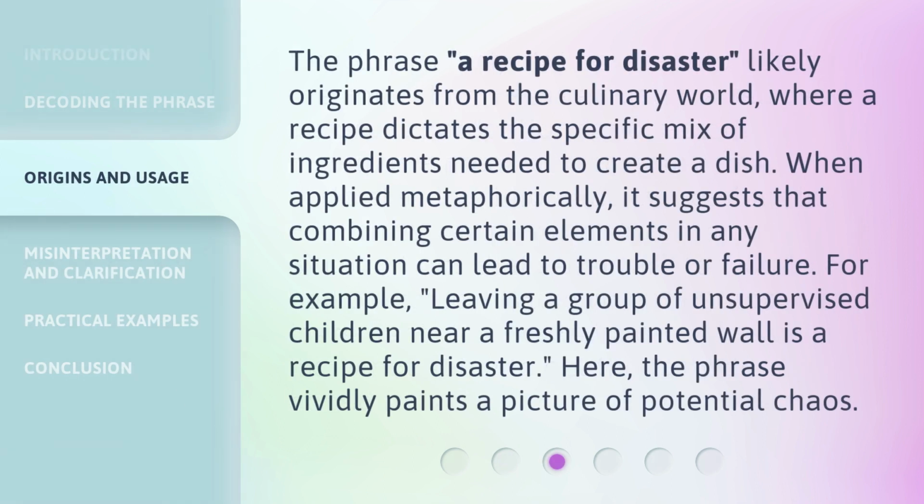The phrase "a recipe for disaster" likely originates from the culinary world, where a recipe dictates the specific mix of ingredients needed to create a dish. When applied metaphorically, it suggests that combining certain elements in any situation can lead to trouble or failure. For example, leaving a group of unsupervised children near a freshly painted wall is a recipe for disaster. Here, the phrase vividly paints a picture of potential chaos.